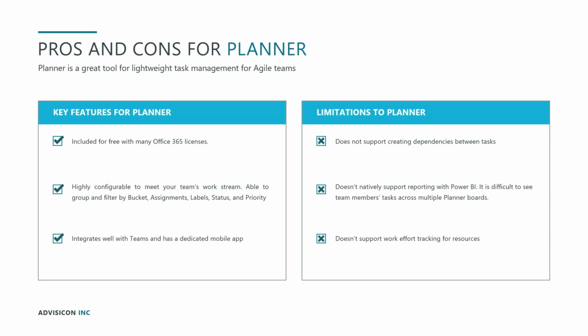Now we look very quickly at the pros and cons for Planner. Planner's biggest drive, and the reason why so many people are starting to use it, is that it's included for free with most Office 365 licenses now. So if you have Office 365, you probably have Planner, which makes it really easy to get into and easy to distribute across your teams. It's highly configurable for your team's work stream, letting you group and filter your tasks by buckets, by assignments, using labels, as well as task status for work, and even priority, so you can classify tasks and manage them according to each of these pieces.